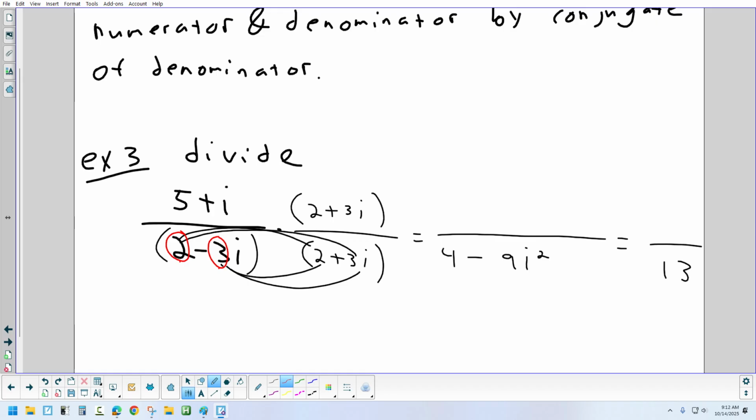Okay, so we know the bottom is 13. There is no shortcut for the top. The top are not conjugates. You just have to multiply it all out and see what you get. So we're going to get 10 plus 15i plus 2 more i. So that's 15 plus 2 gives us 17i.